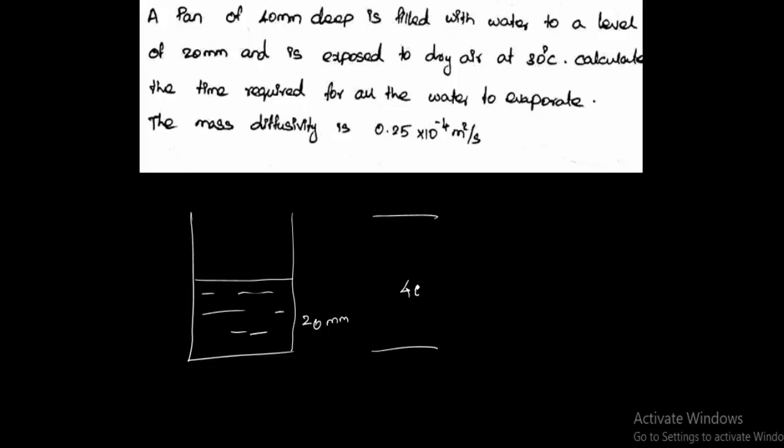So now we will solve the first problem. Here this is the first problem. A pan of 40 mm deep is filled with water to a level of 20 mm. Now I am just representing it like this. Up to here the water is filled, so it is 20 mm and the total height is 40 mm, and here it is also 20 mm. So 40 minus 20.